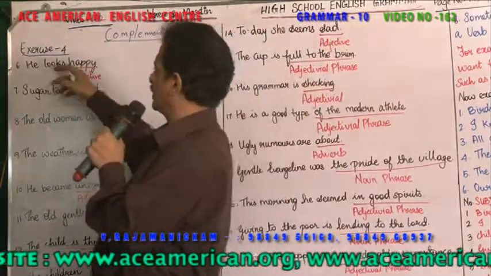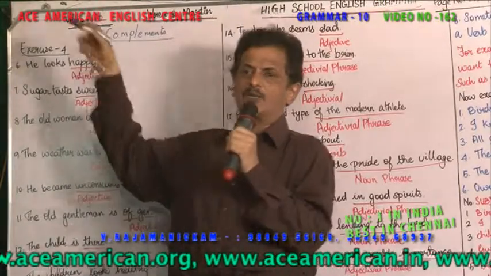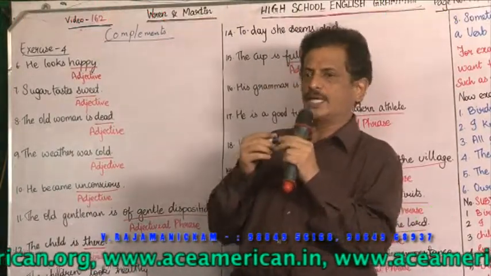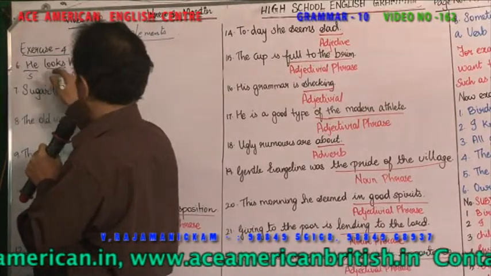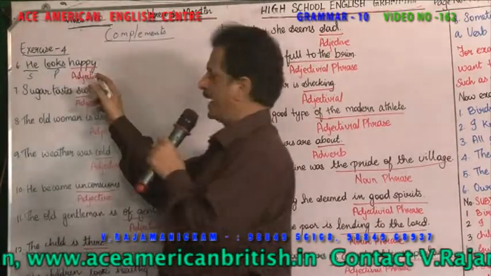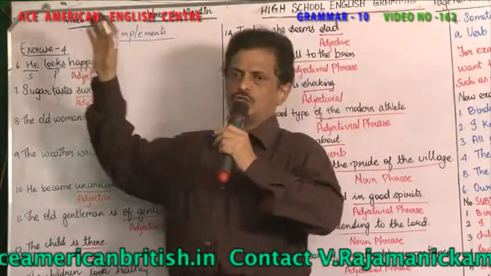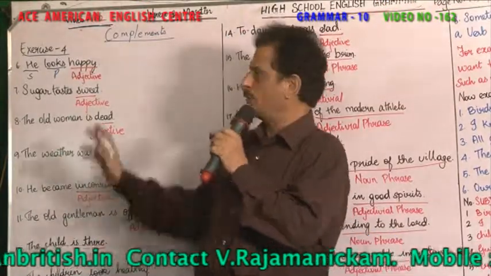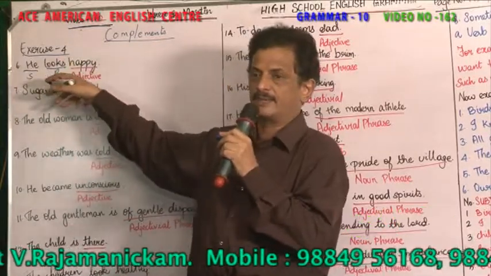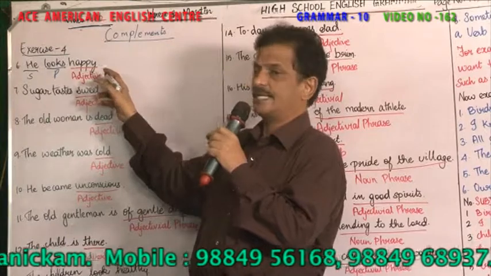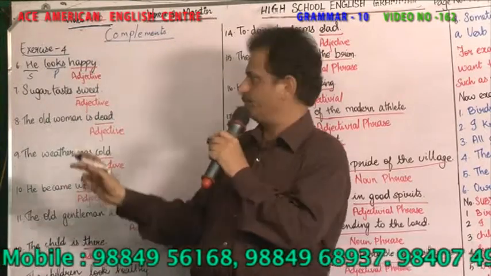For example, he looks happy. The happy is the quality of that gentleman, so he is the subject here. Look is the verb or predicate here, and "he looks" doesn't give a full meaning. So when you add happy, it gives a meaning. The happy is the quality of he, the subject. So this happy is an adjective complement or adjective predicate.